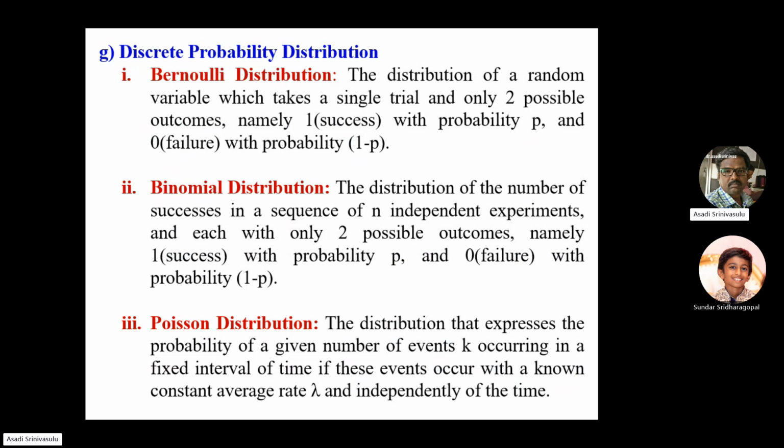That is called a Bernoulli distribution. Binomial distribution is very popular compared to Bernoulli distribution and Poisson distribution. The binomial distribution is the distribution of the number of successes in a sequence of n independent experiments, each with only two possible outcomes like head and tail. Namely, 1 success with probability p and 0 failure with probability 1 minus p. So that is called binomial distribution.